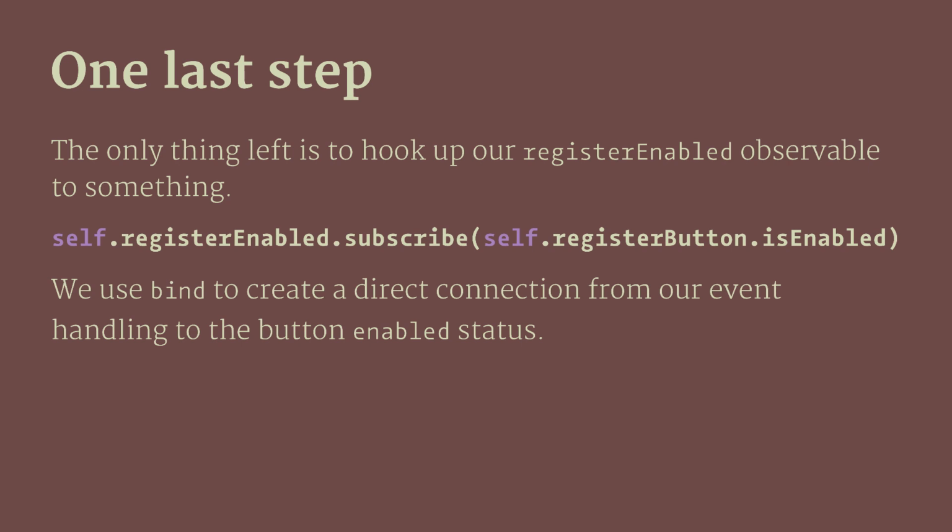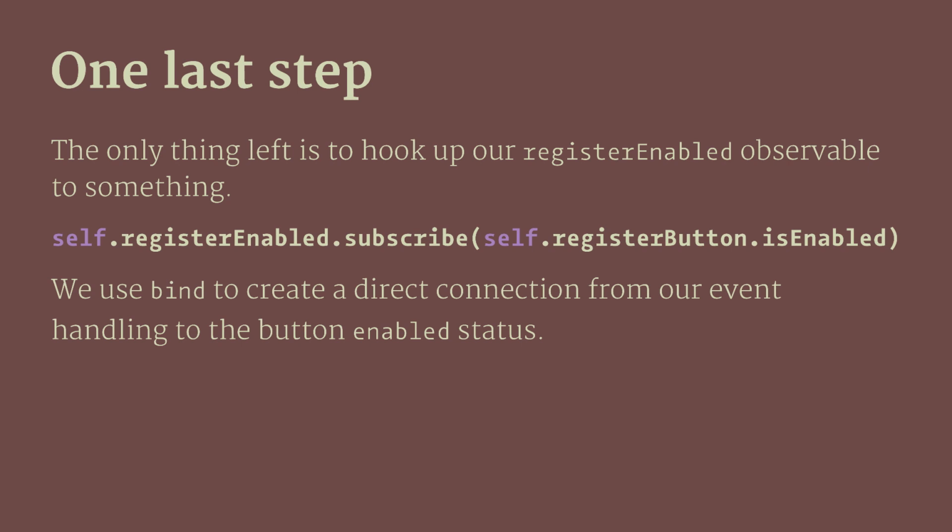So there is one last step, and that is to hook up our register enabled observable to something. We've been creating our observable chain here and defining how it flows through that chain when different events happen and transforming the values and filtering them, but we haven't actually subscribed anything to the result of that yet. So that's what we're going to do here, and we're going to do the most simple version, which is using a binding. RxCocoa exposes some bindings on a lot of UI controls that enable us to bind them directly to an observable if it's sending the right value type along.